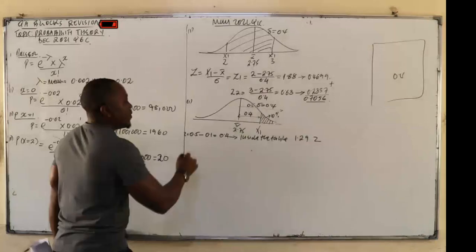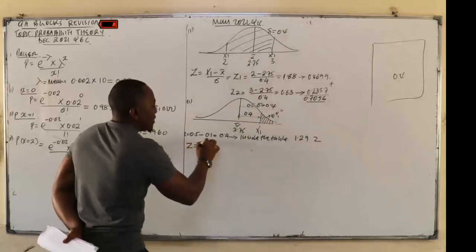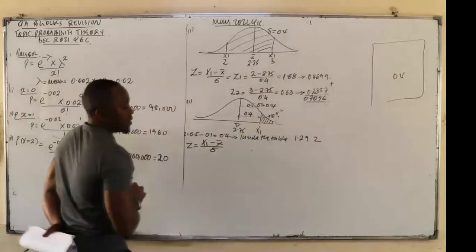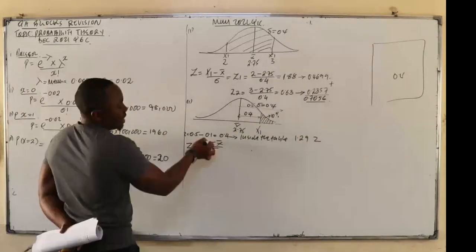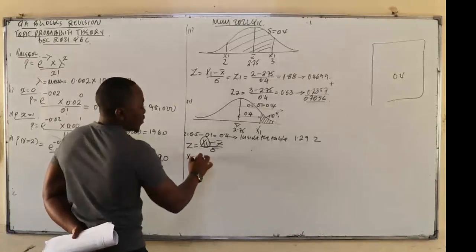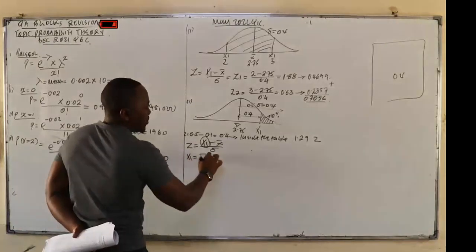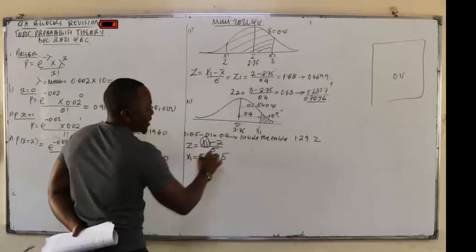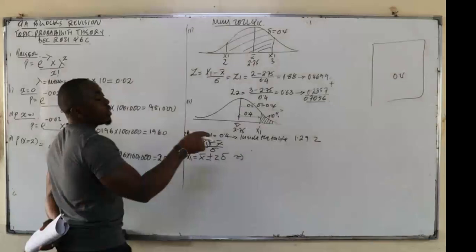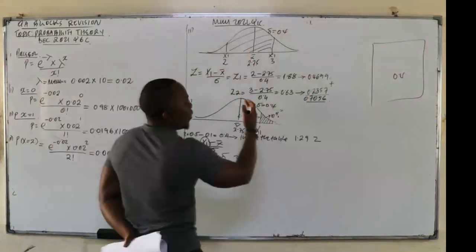So we know that if you take Z, it's x1 minus x bar over standard deviation. So what we need is this. To get x1, we'll take x bar plus or minus Z times standard deviation. But now you need to know when to add, when to subtract. When it's on the upper side, we add. When it's on the lower side, you minus.